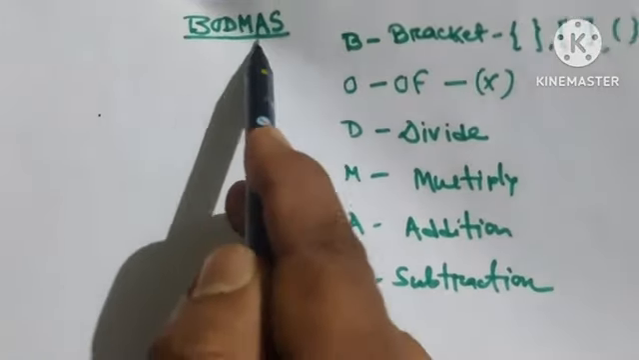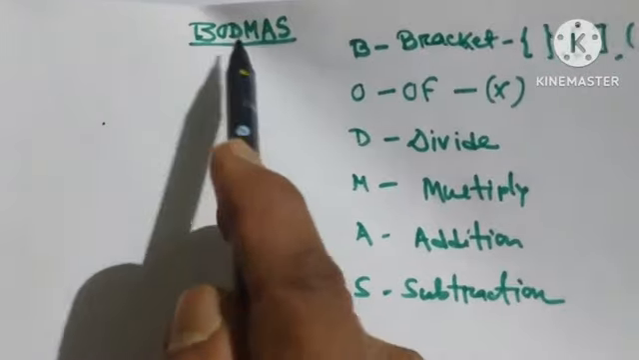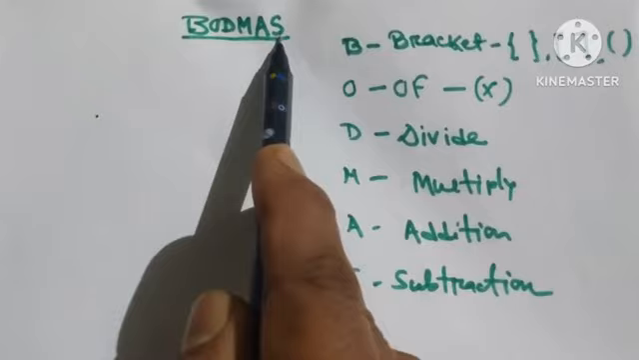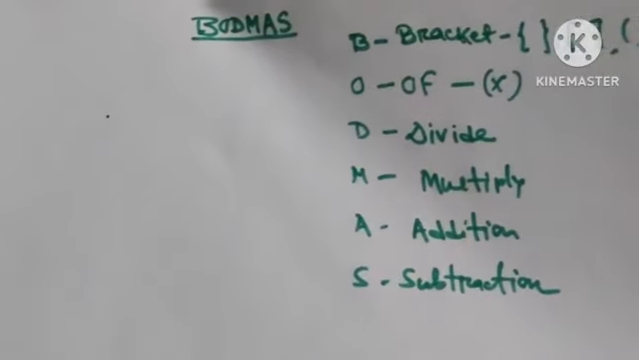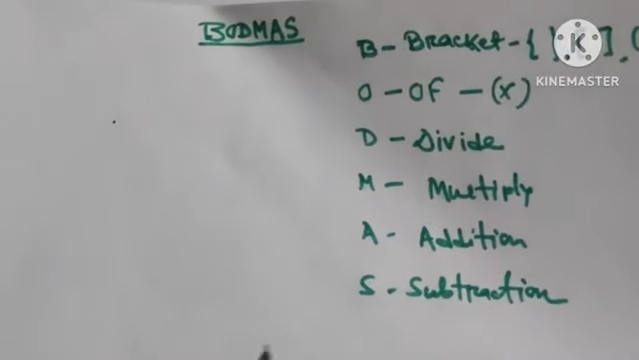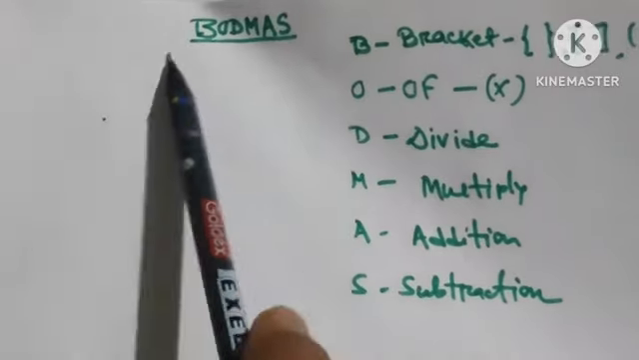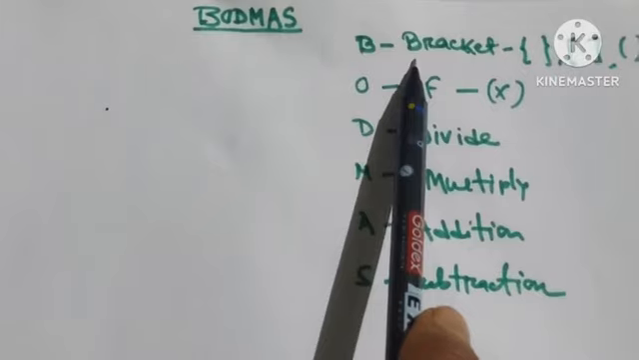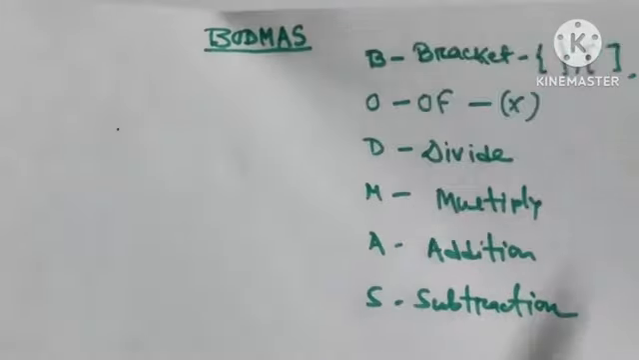Learn about the BODMAS rule, which is frequently used in all simplifications of mathematics. B stands for brackets, and we know that there are mainly 4 brackets.